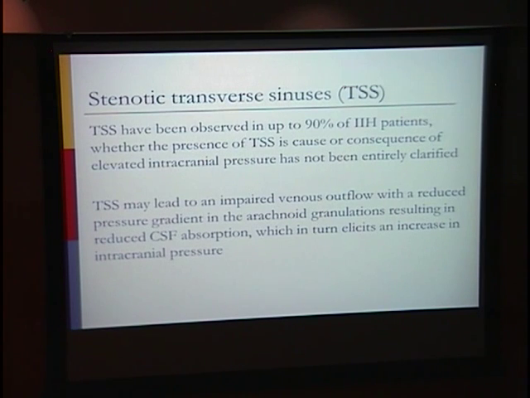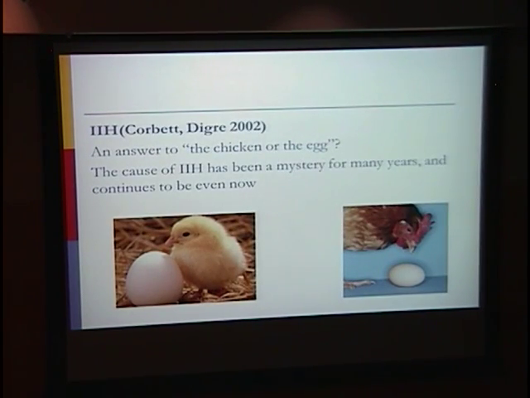As I mentioned, the stenotic transverse sinus is very common. Whether it's the cause or the consequence, we really don't know yet. We still presume that it may lead to impaired venous outflow with reduced pressure gradient in the arachnoid granulation, resulting in reduced CSF absorption, but there is not enough data for us today. So still the chicken and the egg, the cause of IH, a lot of words, but still a mystery, and we need to continue to look for it.